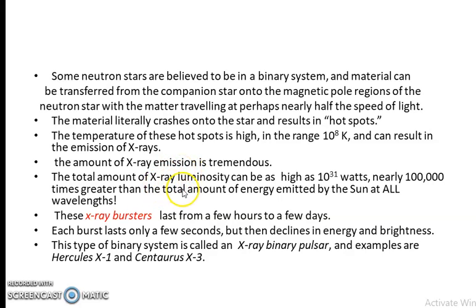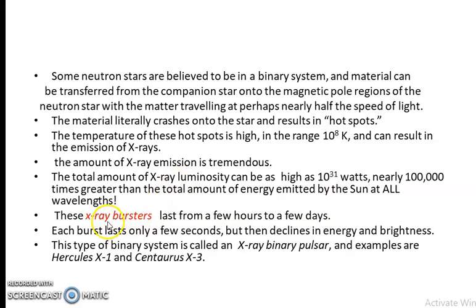And this total luminosity is of the order of 10 to the power 31 watts, nearly 10,000 times greater than the total amount of energy emitted by the sun at all wavelengths. The sun emits energy at all wavelengths, and we know it is a blackbody radiation spectrum. So this X-ray emission intensity is 10,000 times the sun's entire energy output.